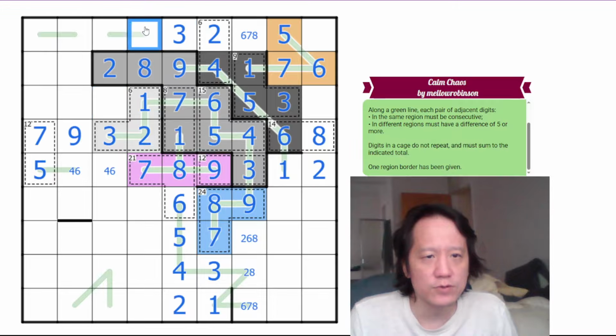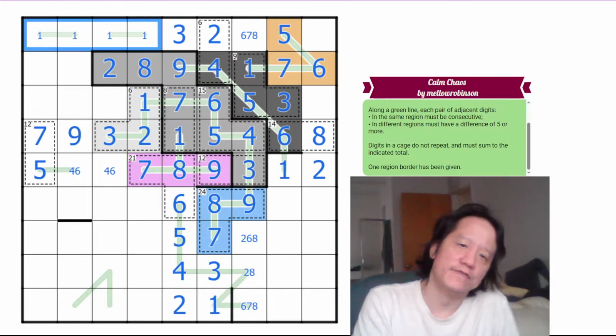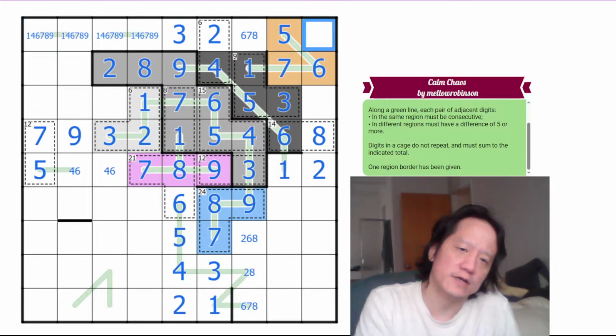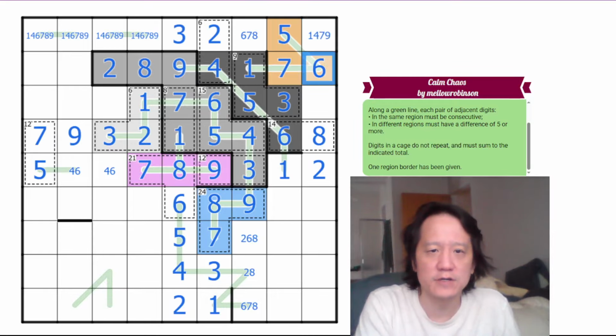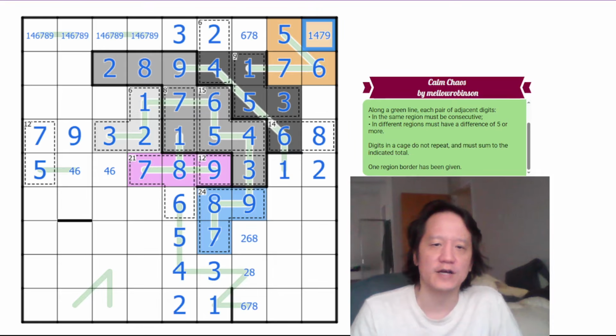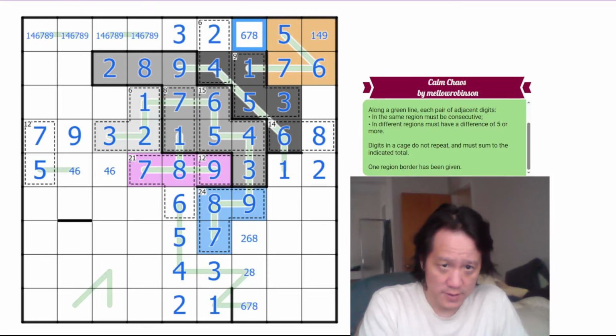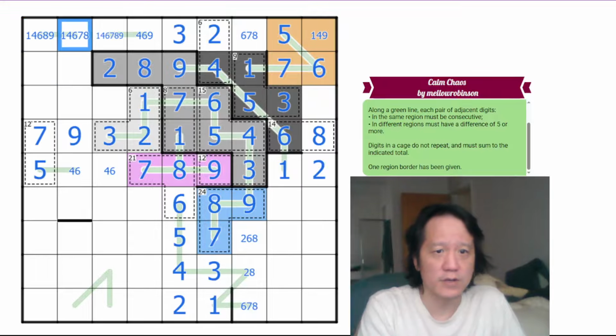Remaining digits in row 1. We have 1, 4, 6, 7, 8, 9. This can't be 6. Cannot be 8. Actually, this one has to be orange, because there's no other region it could be part of. So this can't be 7 either. This cannot be 1, 7, or 8. This can't be 9. This can't be 7. Okay.